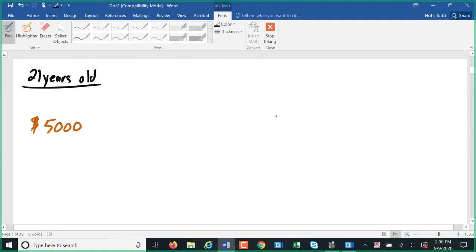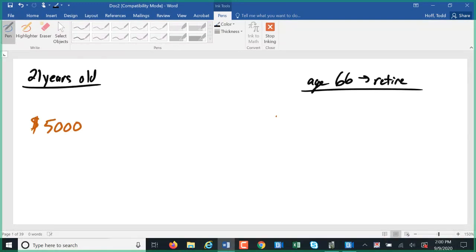Now, let's look at age 66 to retire. The only reason I did that is because it's going to give me a nice even 45 years from 21. For most of you, Social Security full retirement age is going to be 69 or 70 years old. For me, it's right around 68 because of my age. But that's still 45 years.